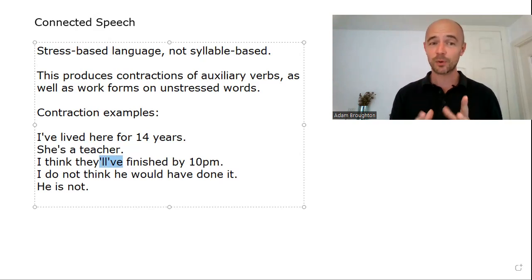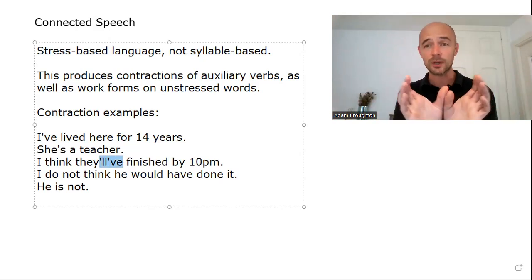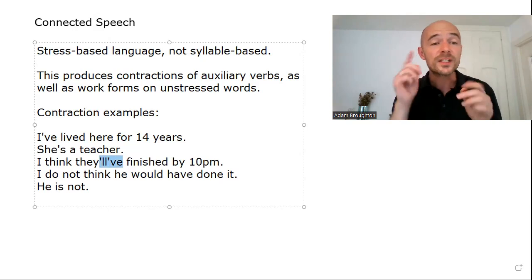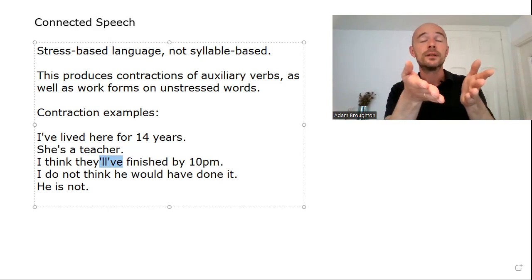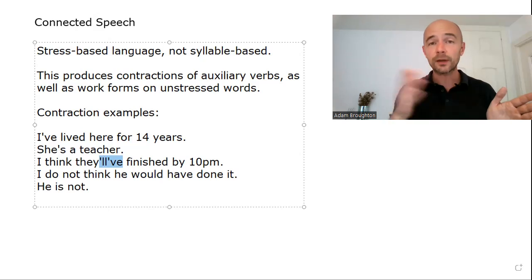All right. And this is really important. Sometimes when people misunderstand native speakers, it's often because of these double contractions. Again, you don't want to write this. This is something that you hear, and you will hear it in this way. So I think they'll have finished by 10 p.m.